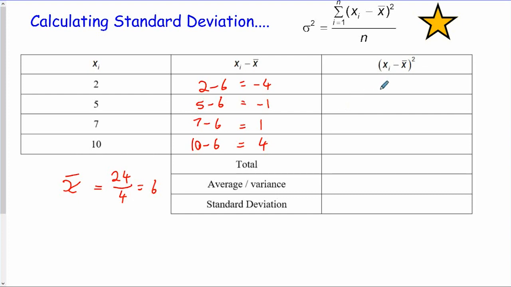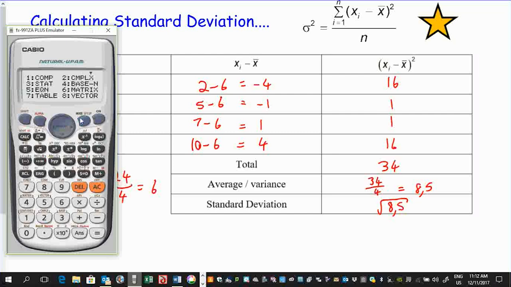That is why we do a squaring. So we now square each of these numbers, and we get 16, 1, 1, and 16. We add them up and we get 34. Then we divide by how many there are, so 34 divided by 4, which I think is 8.5. And that is our variance. So the standard deviation would be the square root of 8.5. Right, let's have a look at how we would check this out on a calculator.